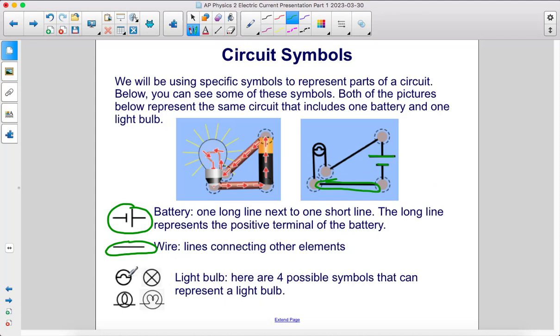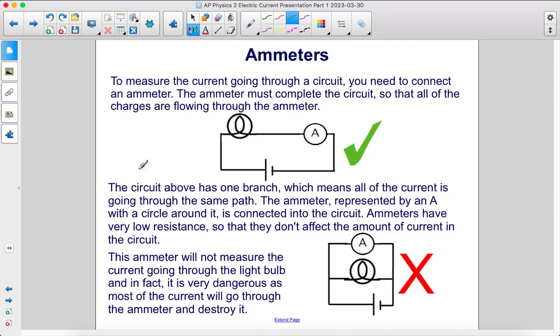Light bulbs can be represented in a variety of ways, but here's 4 possible options. I tend to draw my light bulbs like that, but I've also seen them with the X many times, so any of these will work. To measure the current going through a circuit, you need to connect an ammeter. The ammeter must complete the circuit so that all of the charges are flowing through the ammeter. The circuit above has one branch, which means all of the current is going through the same path. The ammeter, represented by an A with a circle around it, is connected into the circuit.